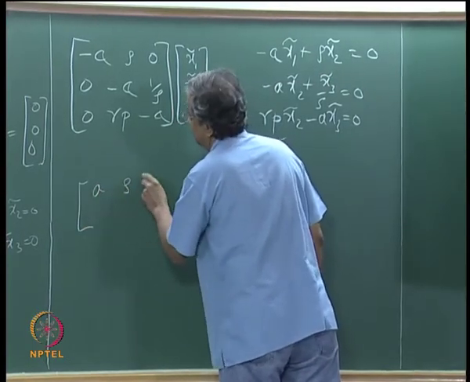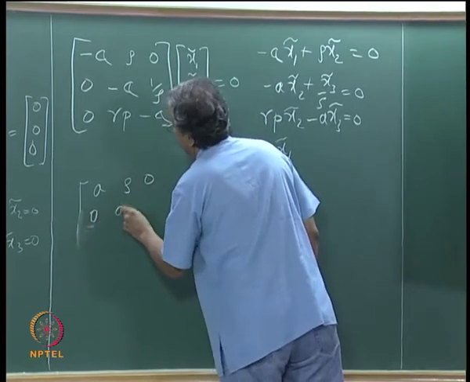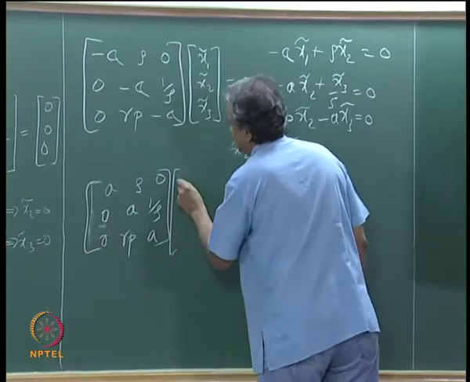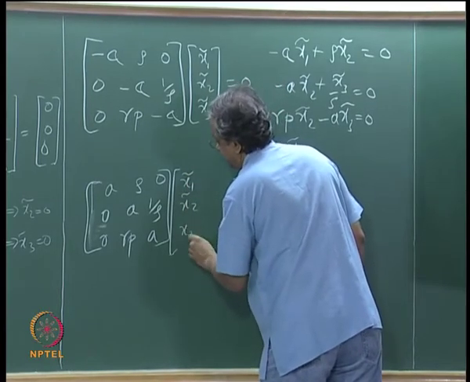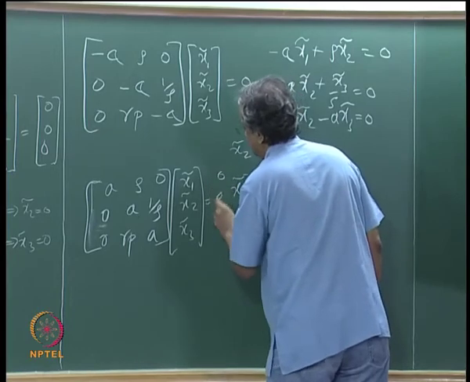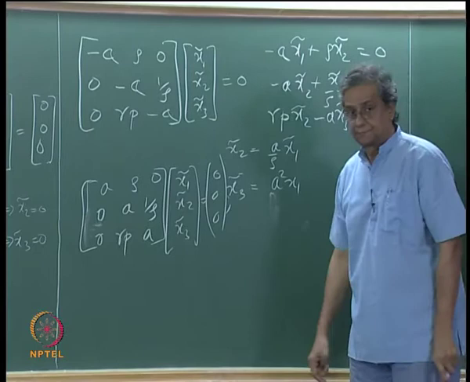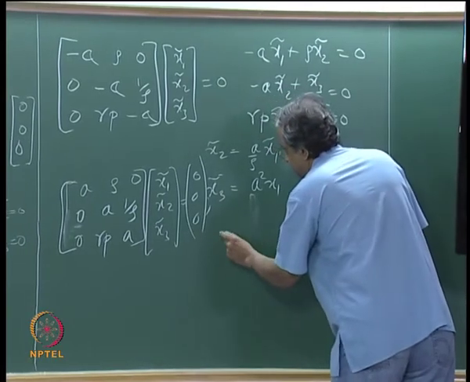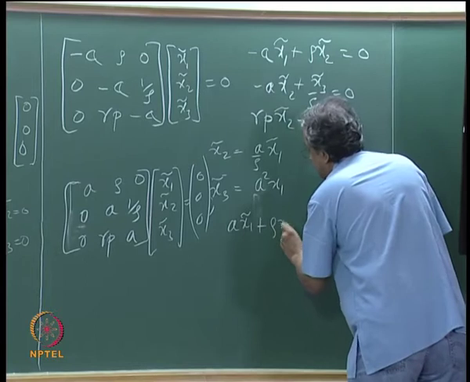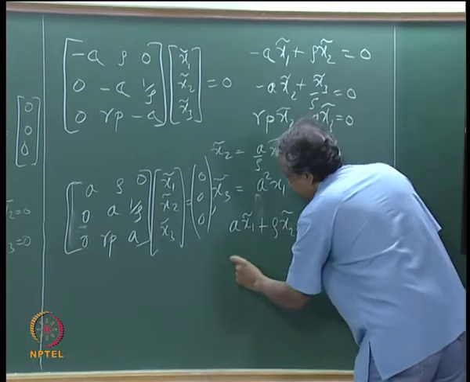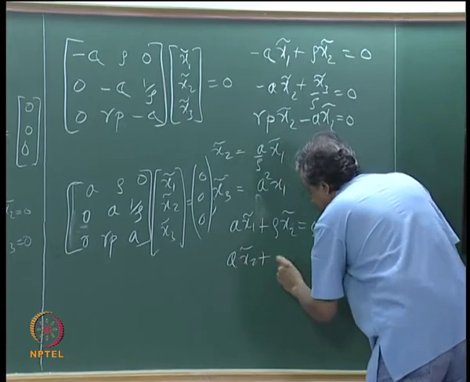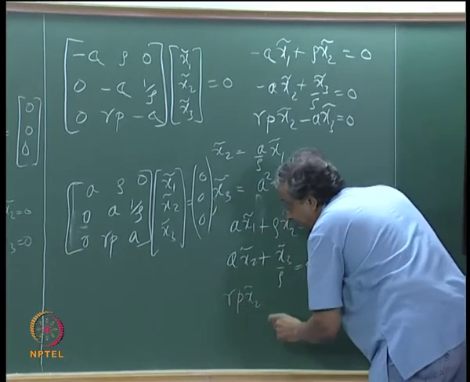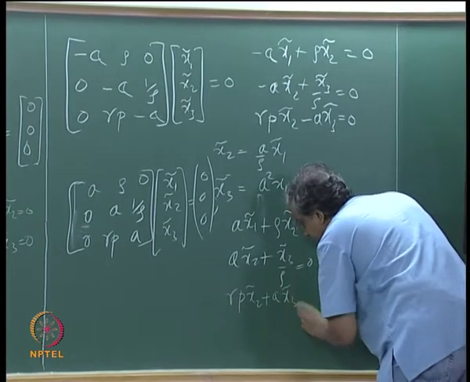A rho 0, 0 a 1 by rho 0 gamma p a, times x1 tilde, x2 tilde, x3 tilde, equals 0 0 0. Right, all that's happened is some signs are flipped. So this corresponds to a x1 tilde plus rho x2 tilde equals 0, a x2 tilde plus x3 tilde by rho equals 0, and gamma p x2 tilde plus a x3 tilde equals 0.